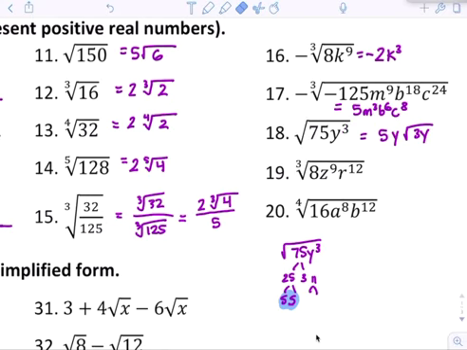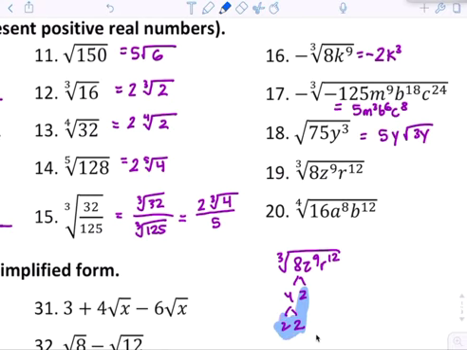Okay. We've got 19 now, so cube root of 8z to the 9th r to the 12th. 4 and 2, 2 and 2, found a group of 3 of 2s, so that means 2 gets to come on the outside. Now let's look at the variables. 9 divided by 3 is 3, so z to the third, no remainder or leftovers, and then 12 divided by 3 is 4, which means r to the fourth, no remainders.